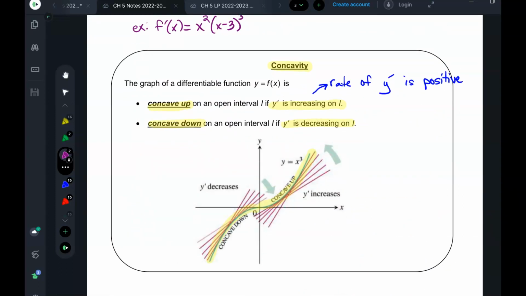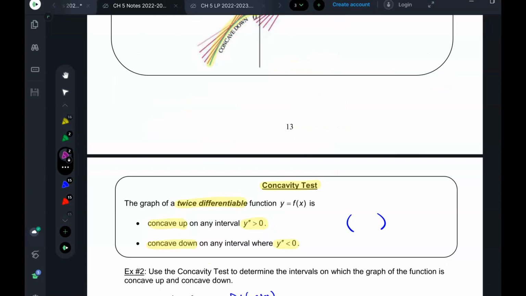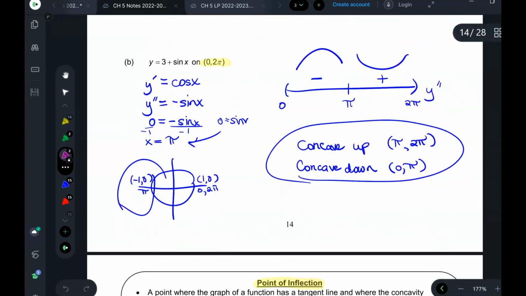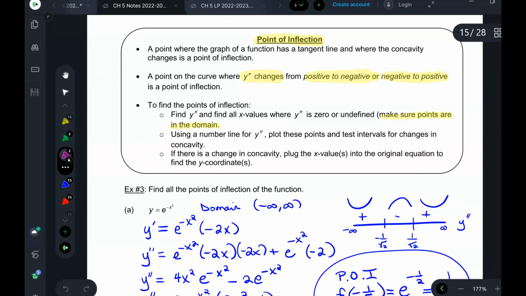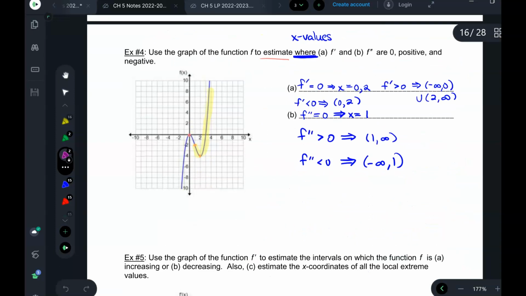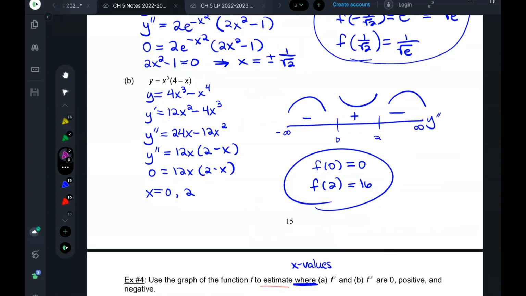Then we did the new part, which was the concavity, which had to do with the second derivative. We established that when the second derivative was greater than 0, we made a little smiley face, concave up, and when it was negative, a sad face, concave down. Then we did these examples. We still did a number line, but remember we didn't make the little arrows. We did little parabolas up and down. And then we also did the points of inflection, which is where the concavity changed.